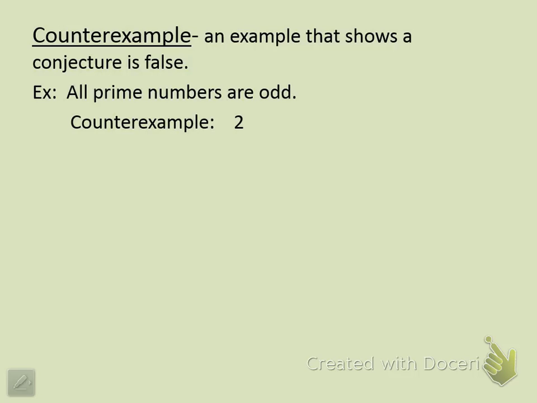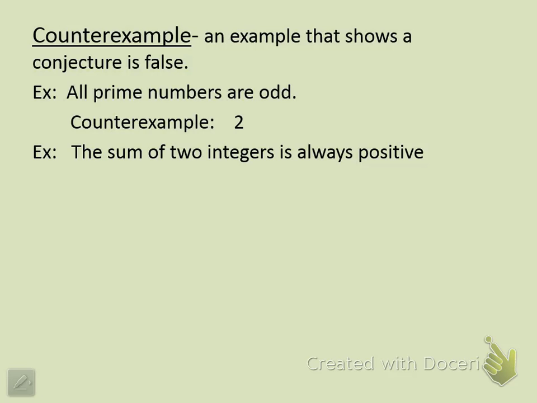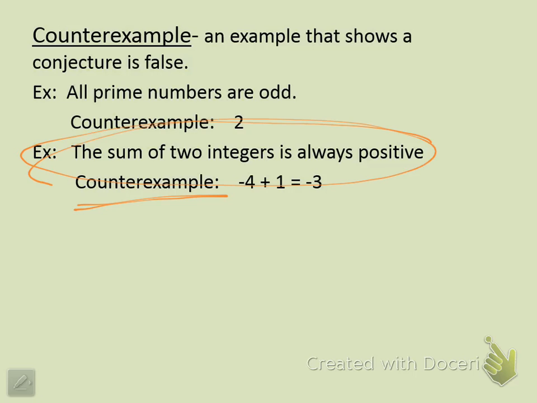The sum of two integers is always positive, okay? If we do -4 plus 1, -4 is an integer and so is 1, but if we add them we get -3. A counterexample is proving whatever our example is wrong.